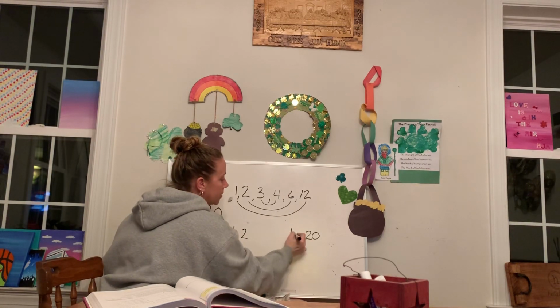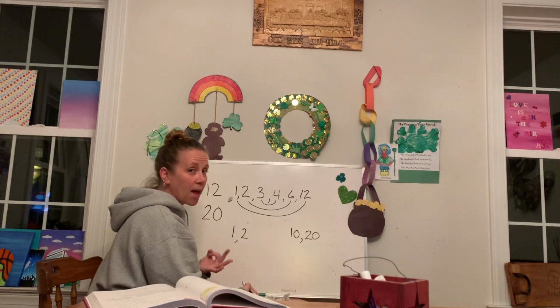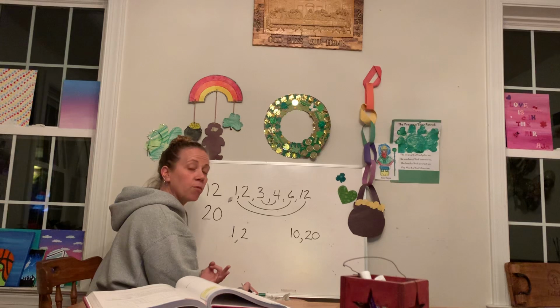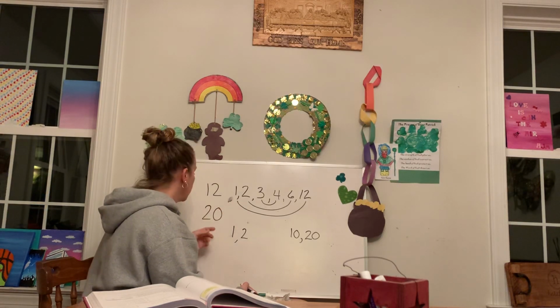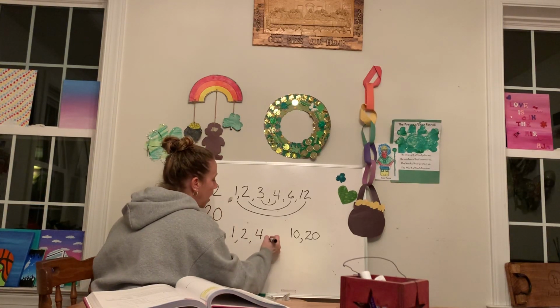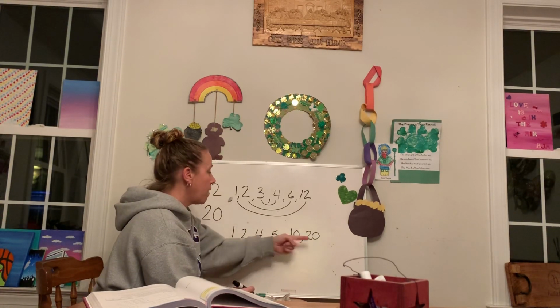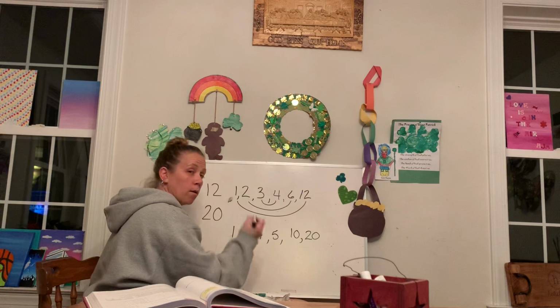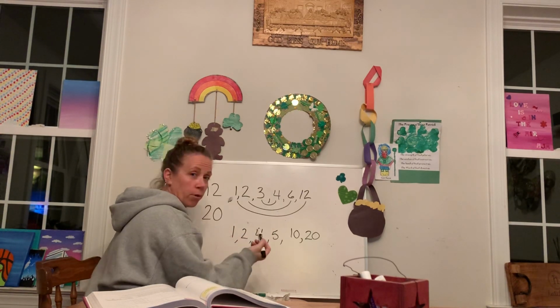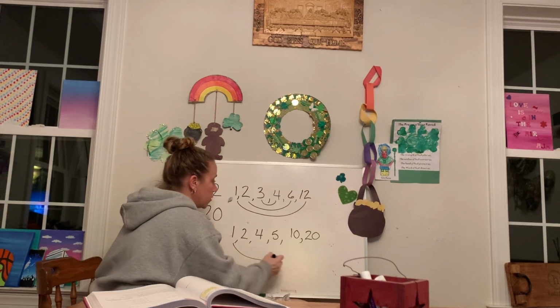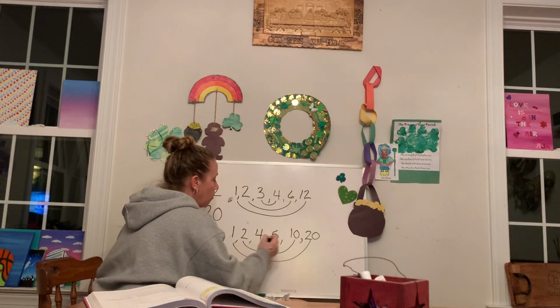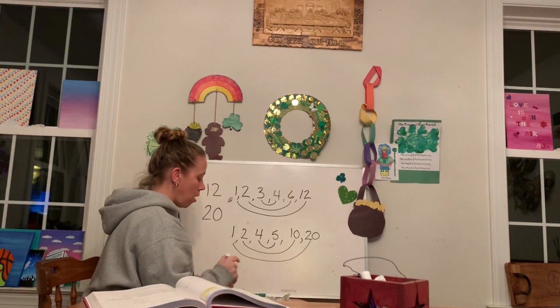2 and 10. 3 is not a factor of 20. You can't count by 3 and get to 20. 4 and 5, and that's it. So those are my factors of 20. If you want to relate them, in 4th grade we call it the rainbow. 1 and 20 are partners, 2 and 10 are partners, 4 and 5 are partners.